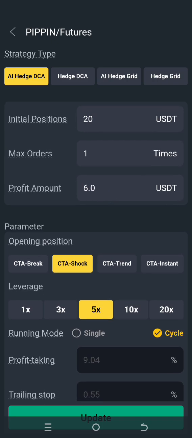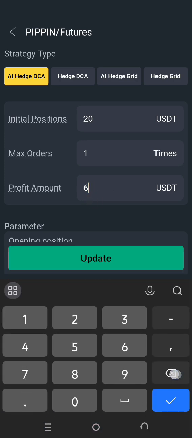That is to protect your account from being liquidated and also to reset the coin. Now if you want to set the strategy, you can come here, then you can adjust it to big or small, or you can just leave it at $6.